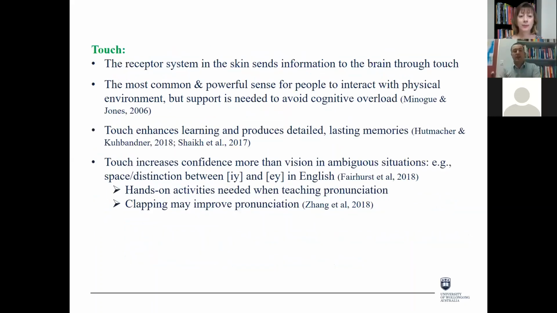Next one, touch. I think touch is something in applied linguistics that has not been discussed in great detail, which is interesting because the skin is the largest organ that we have, right? In an average human, the skin weighs about 4 kilograms, and that receptor system in the skin sends information to the brain through touch. So every time you touch something, the brain gets a signal, information, and it is the most common and the most frequently used sense.